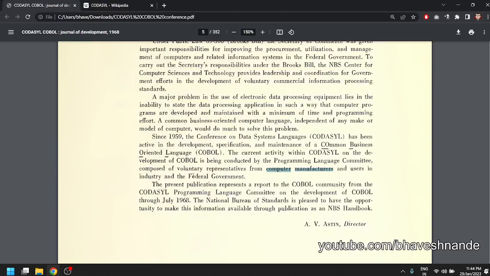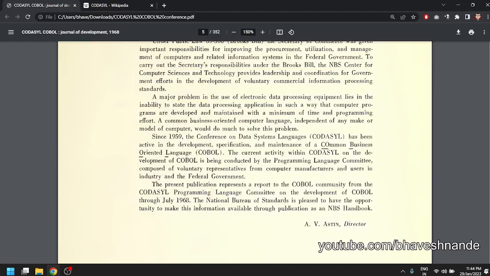So the US federal government was also involved in giving inputs to the development of the COBOL programming language. The present publication represents a report to the COBOL community from the CODASYL Programming Language Committee on the development of COBOL through July 1968. So this book is actually a report which was prepared by CODASYL, and it is for the COBOL community, and it lists down all the developments done from 1959 to 1968.